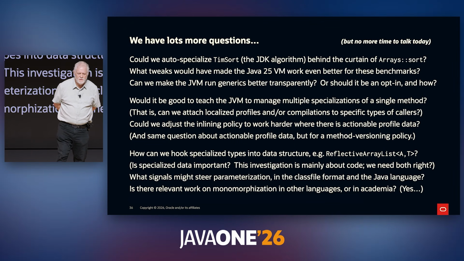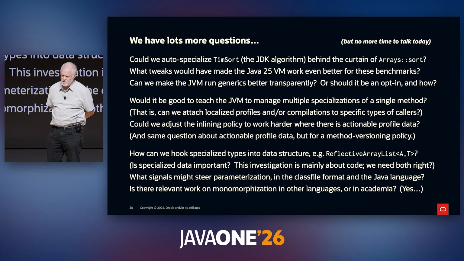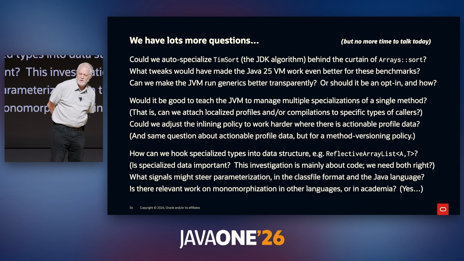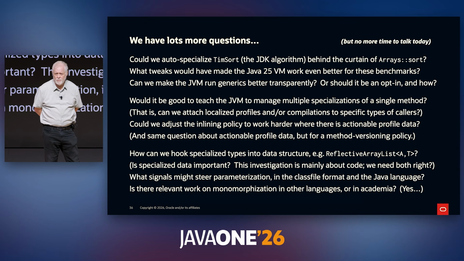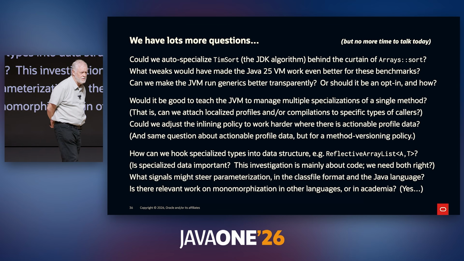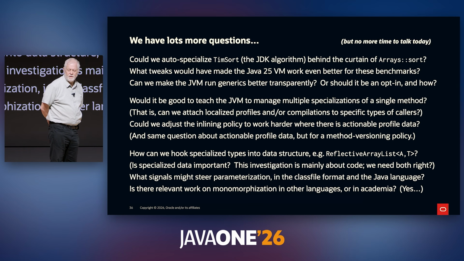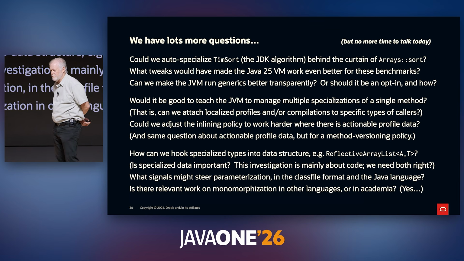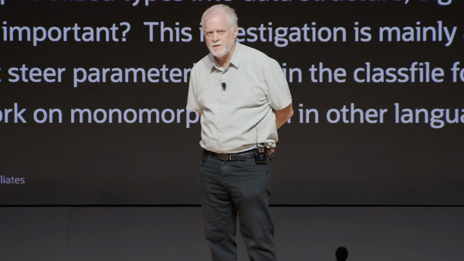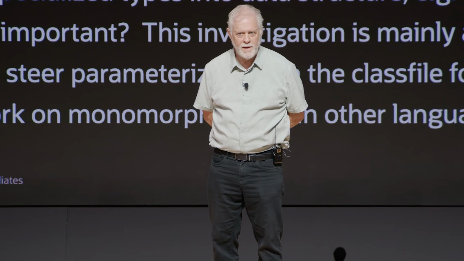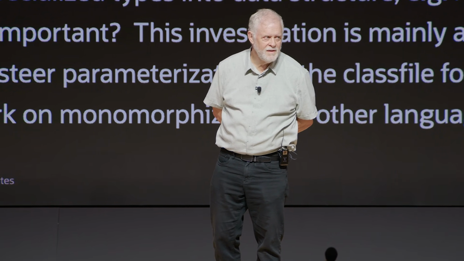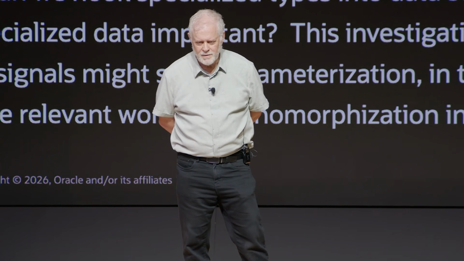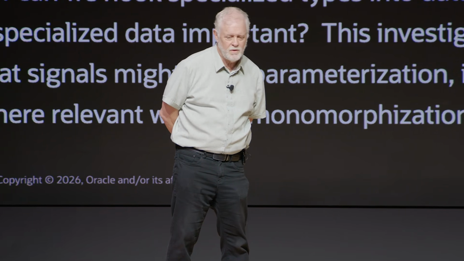There's a lot more questions in the 3 hours remaining to discuss. Could we auto-specialize TimSort, which is the JDK algorithm, so that it's immune to profile pollution? I tried it yesterday. It works. That's pretty cool. No PR yet. The policy for when to specialize is the non-trivial part. Remember what Brian said yesterday about good ideas? Specializing TimSort is a good idea, which means it's 1% of the work. But that's something to look into.